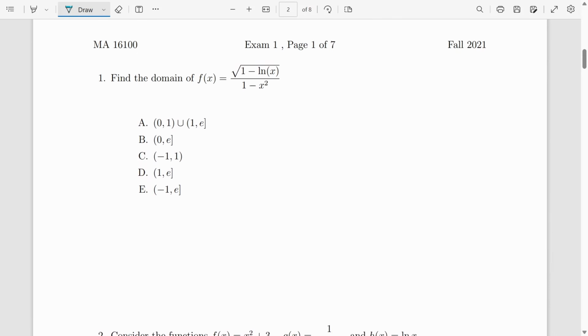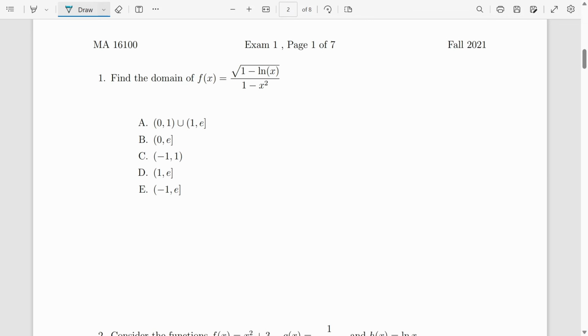So starting question one, typical question one, a domain problem, figuring out the domain of this function here. So let's find that out. The first thing we need to remember for domain problems is what they are. Domains of functions are basically the set of values that you can plug into x that'll still make the function valid and defined.